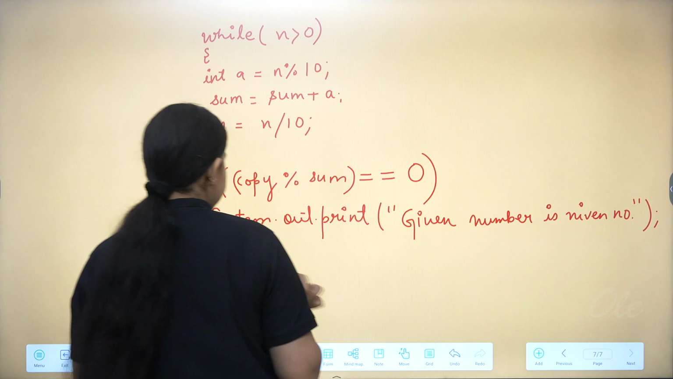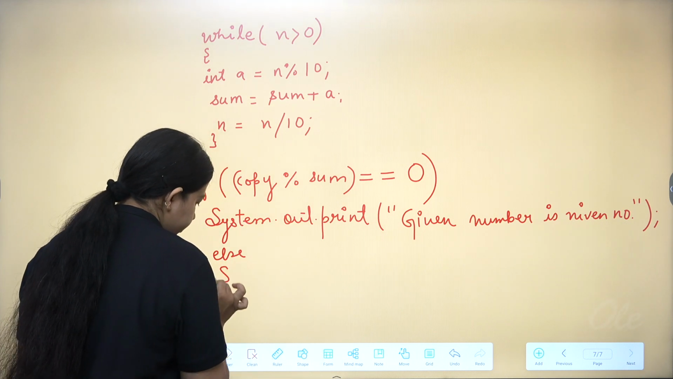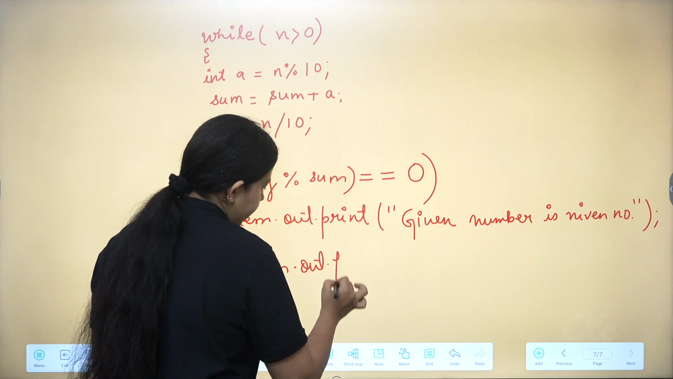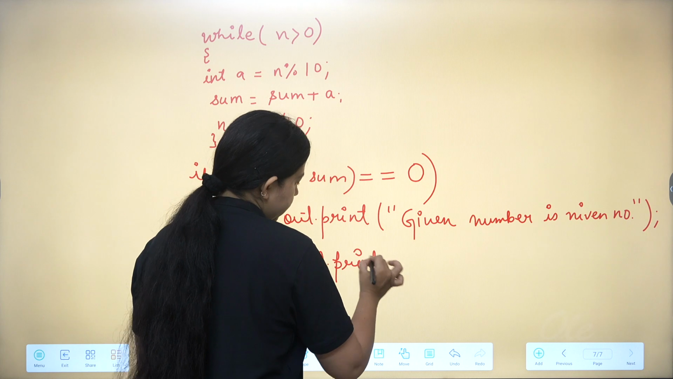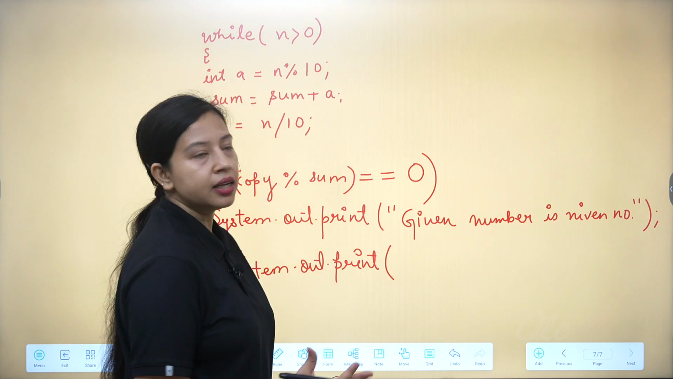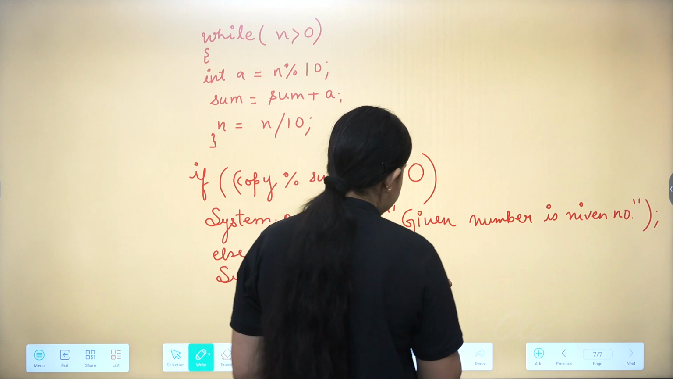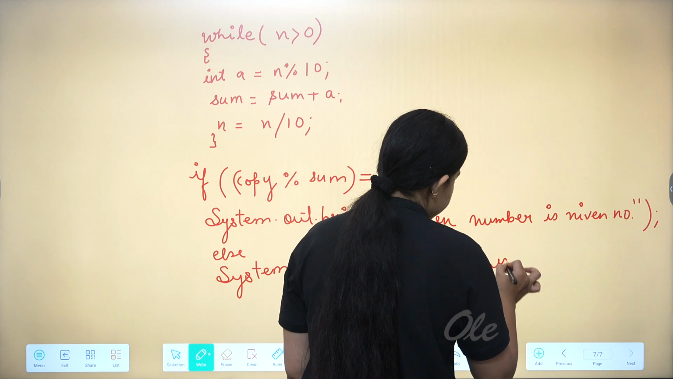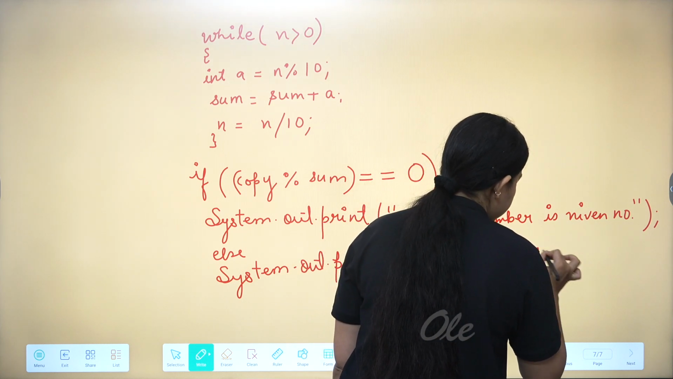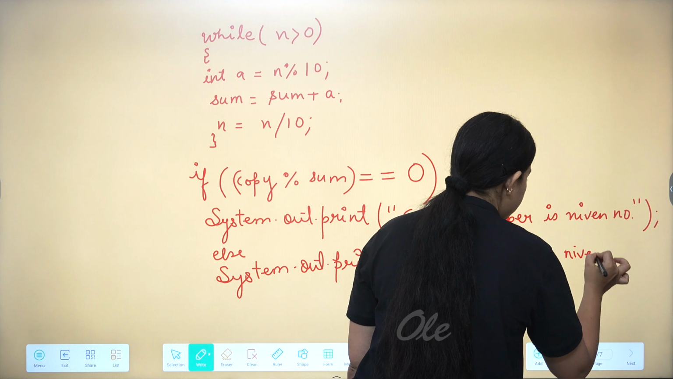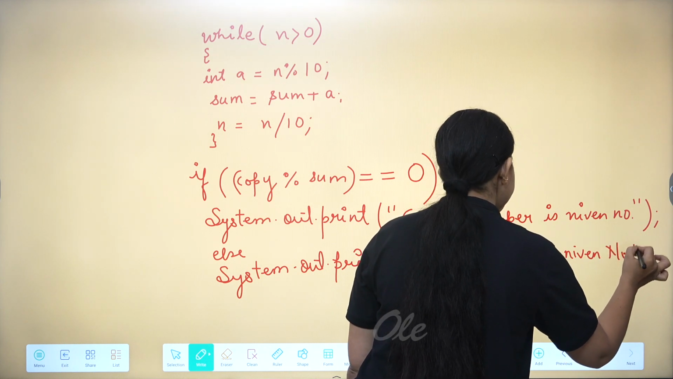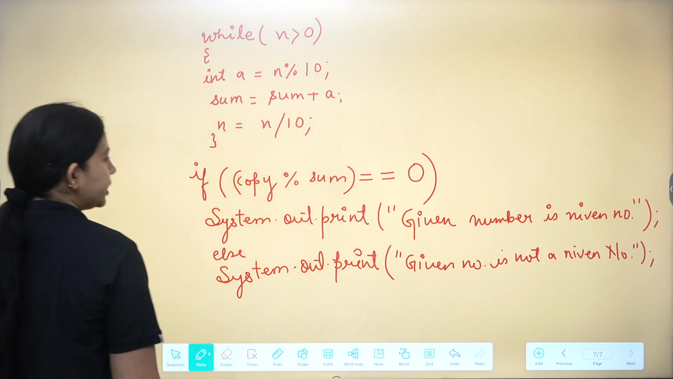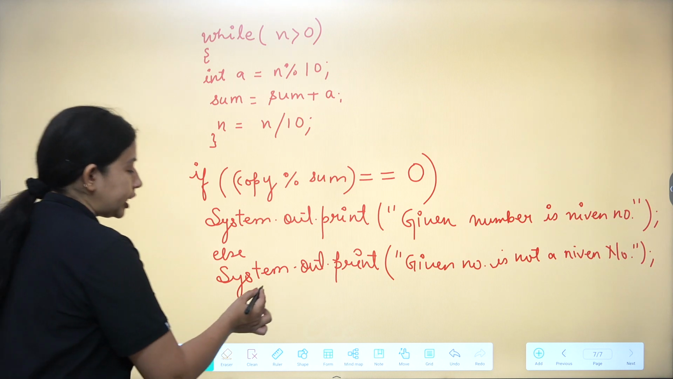Else, because if is used over here, you need to mention else also. So in both the cases, the user must get the answer, whether it is true or false. Given number is not an even number. So we end the program by putting the closing brackets.